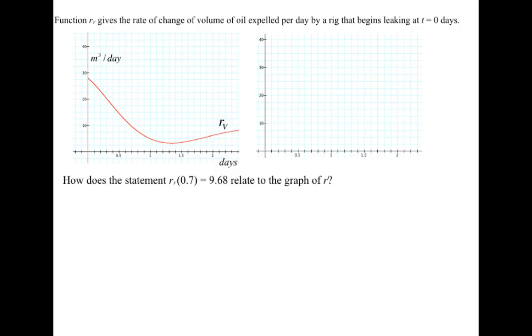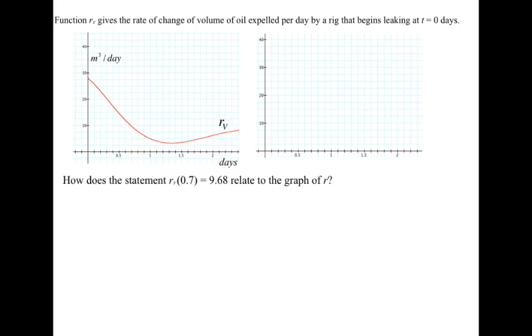All right, so let's first talk about the rate of change function. So I have this statement here, r sub v of 0.7 equals 9.68. How does that relate to the graph? So I'm not asking you to define any values, but how does that statement relate to the graph that's above? Volunteer answer that. How does it relate to the displayed graph? That statement, r sub v, Ben?